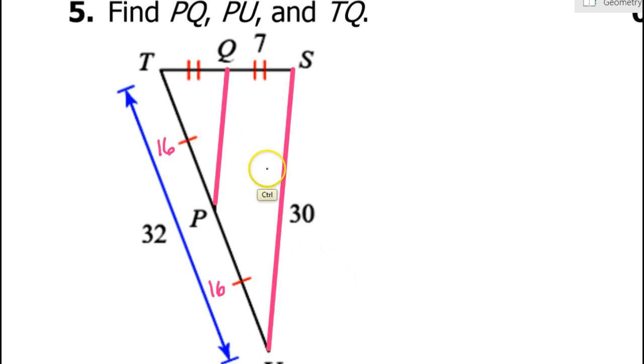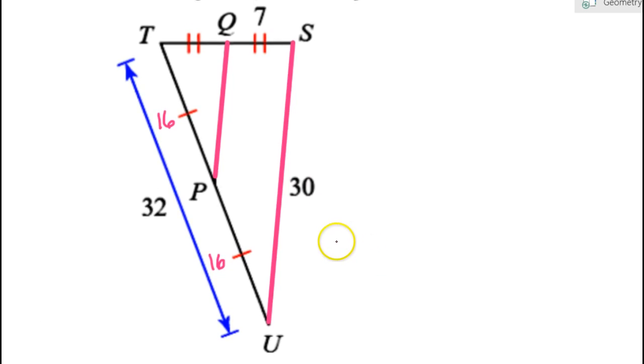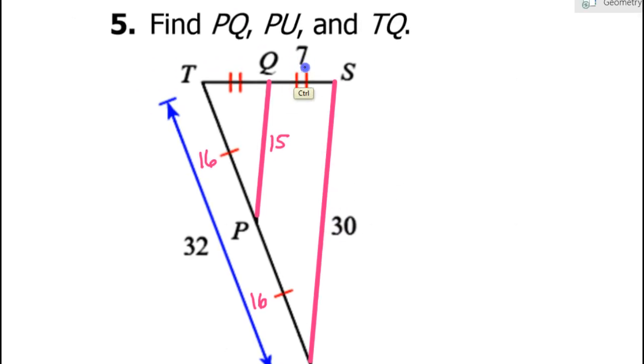So we always want to pay attention to those. Since the parallel side of the triangle is 30, then the midsegment must be 15, because the midsegment is half the side of the triangle. So that's going to be 15. We're also given that QS is 7, and you can use the tick marks here. Q is a midpoint, so if this is 7, then of course this will be 7 over here.